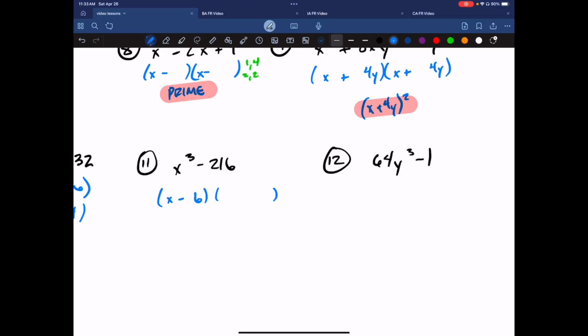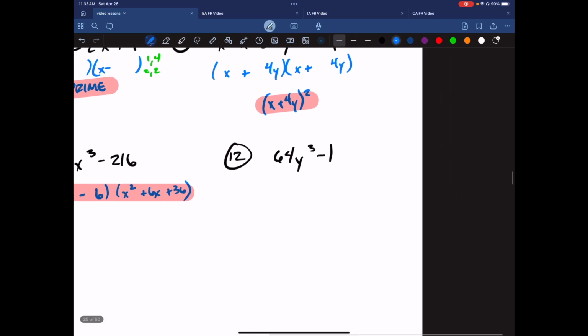Right? And then for my trinomial, I look at my binomial and I square my first term, so it's going to be x squared. I multiply my two terms together and change the sign. So x times negative 6 is negative 6x. If you change the sign, that's going to be positive 6x. And then I square my last term. So 6 squared is 36. And that's it, guys. That's all you do.